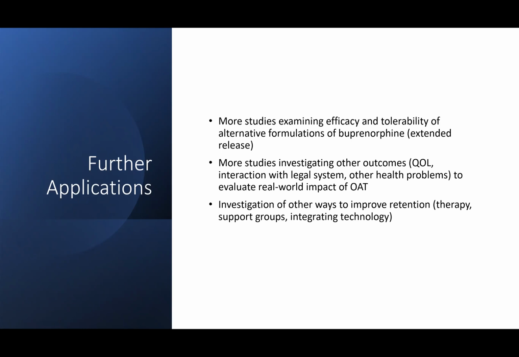And then, more studies examining other outcomes. Like the author mentioned, there were a lot of secondary outcomes where it was hard to find a lot of data, including quality of life, interaction with the legal system, and other health problems, to get a better sense of the real world impact of opioid agonist treatment, and which is better. And then, looking into other ways to improve retention.